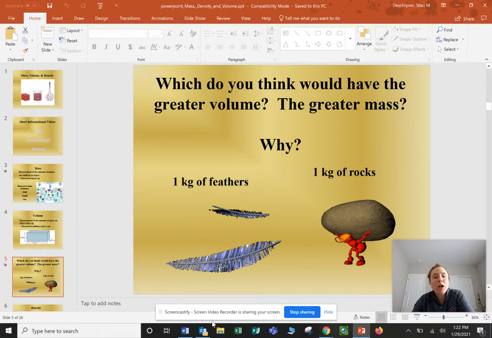The volume, though, you're going to have a lot more feathers taking up space to create 1 kilogram than you are to get a kilogram of rocks. 1 or 2 rocks will probably do the job to take up a kilogram of space, but you're going to need a lot more feathers to do the same thing. So it's kind of a trick question.